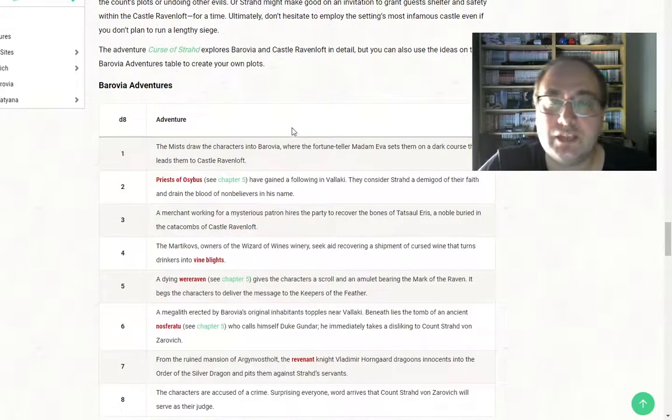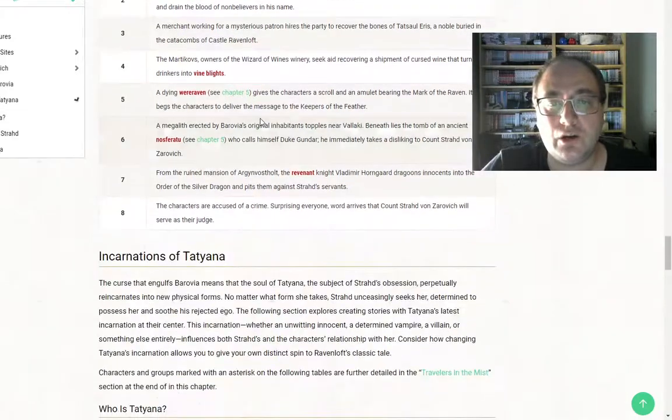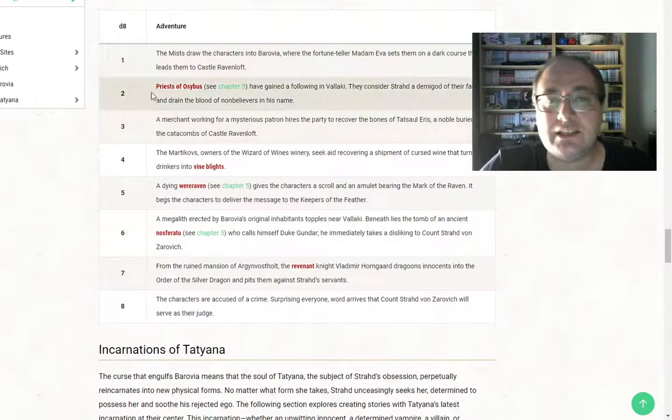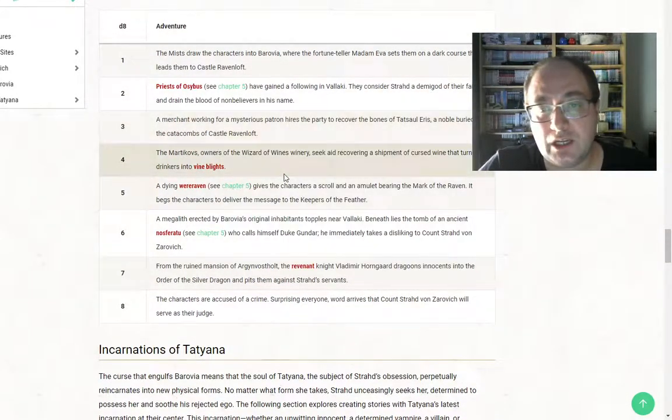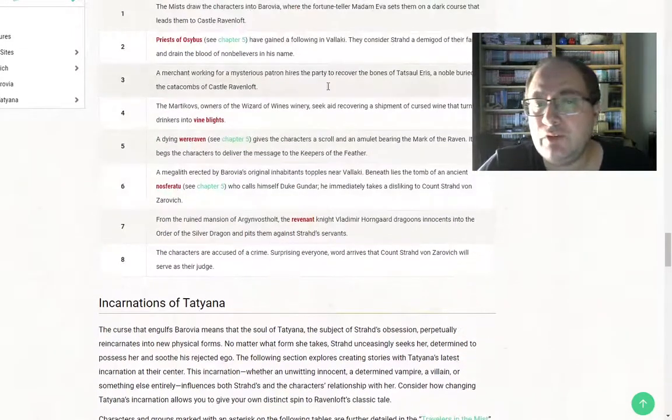Now, the tools, I think, are some of the best GM tools in this book, because what this book does, essentially, is let the DM tweak Curse of Strahd in many interesting ways. You've got this pretty nice table, Barovia Adventures, if you want to create one-shot adventures set in Barovia that are not in Curse of Strahd. Here you go, here are some ideas. But you're definitely going to need Curse of Strahd.